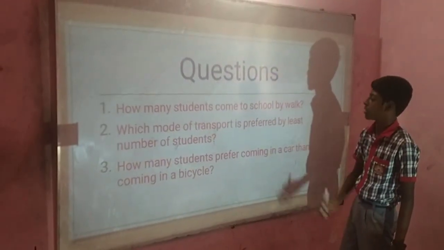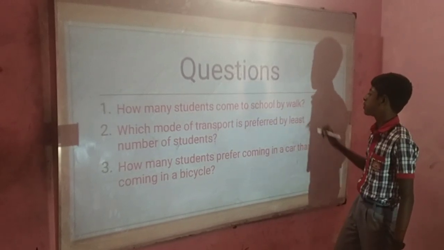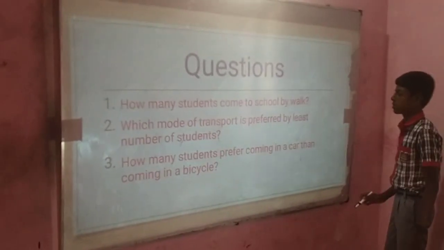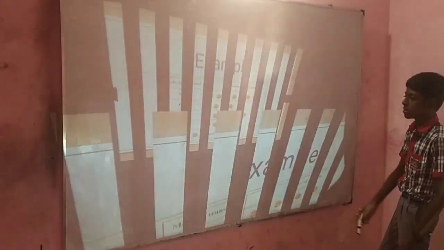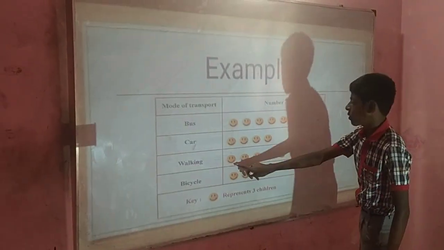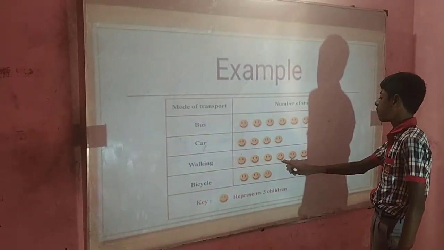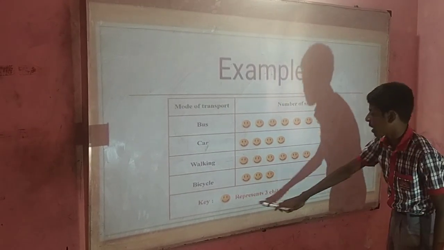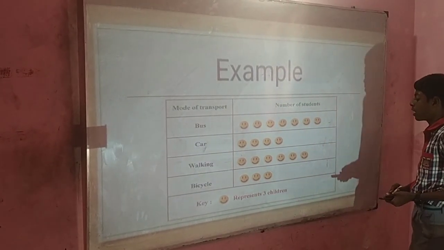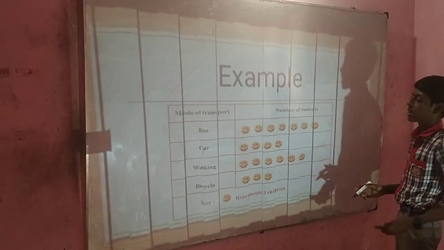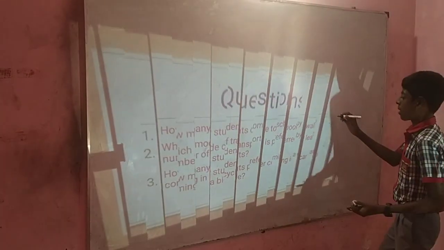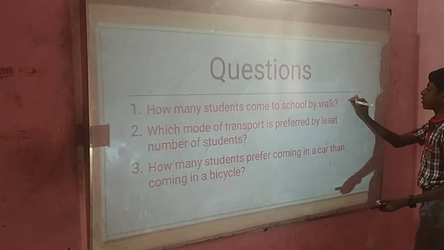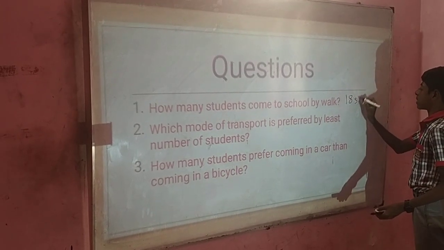Now let's come to questions. How many students come to school by walk? So in walking, 1, 2, 3, 4, 5, 6. There are 6 smiley faces and each smiley face represents 3 children. So the number of students coming by walk is 6 into 3, 18 students.